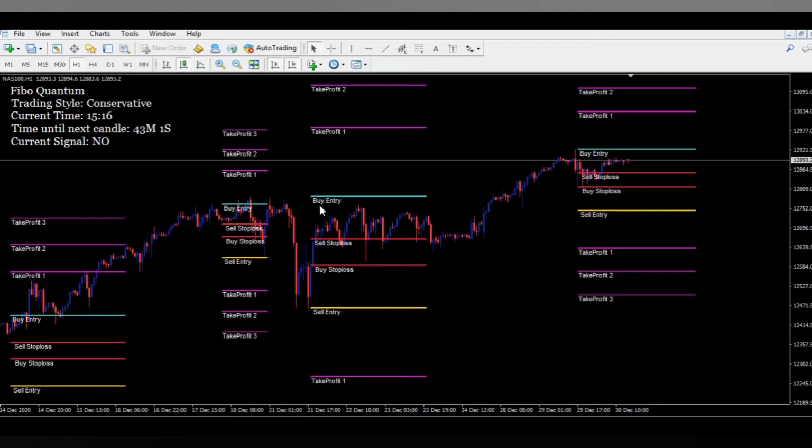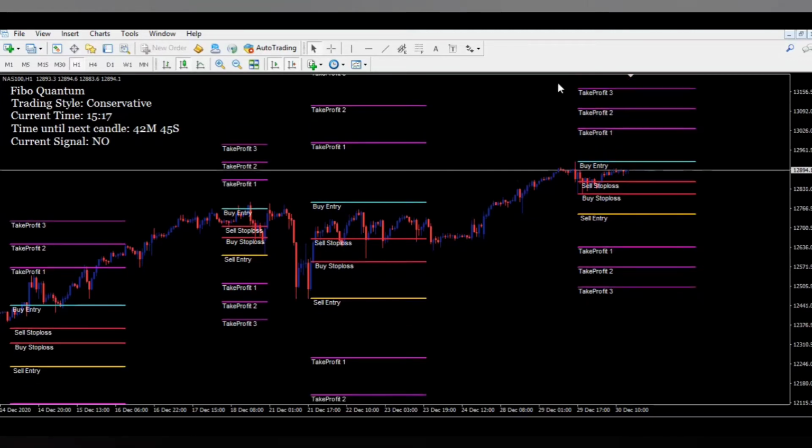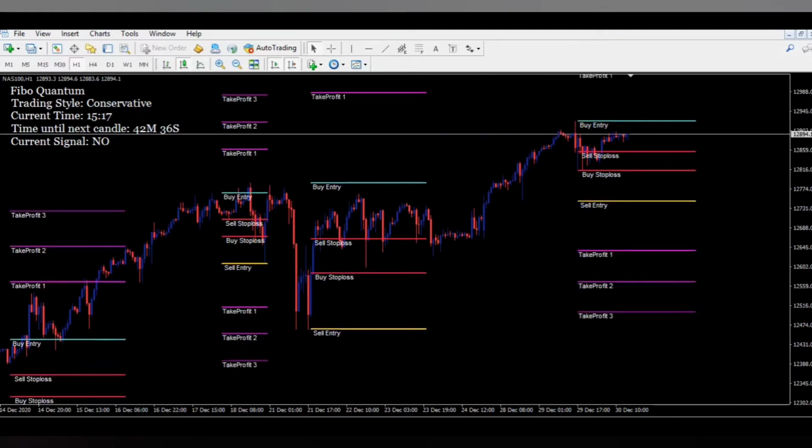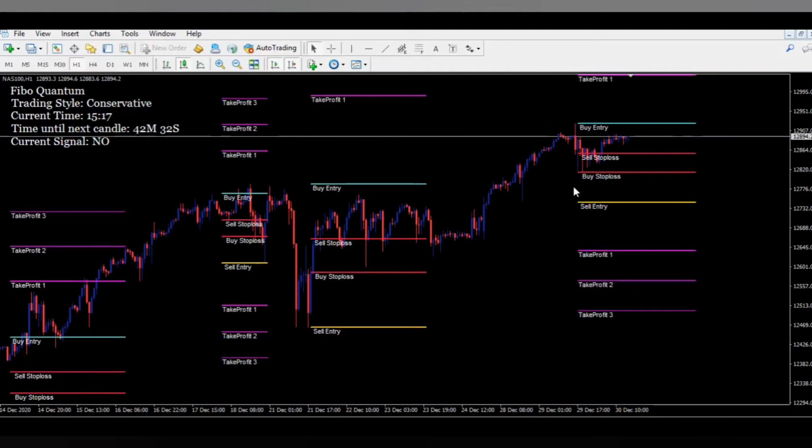So anyway, like we said before, guys, this indicator is called Fibble Quantum, and as you can see, it shows you where to buy and where to sell. If you're buying, it shows you where to place your take profits. As you can see there, it says take profit 1, then take profit 2, and there's even take profit 3. And then it shows you where to put the stop loss. You see where it says buy stop loss? That's where you'd put a stop loss if you're buying. You always need to trade with a stop loss, guys, so that you can manage your risk.